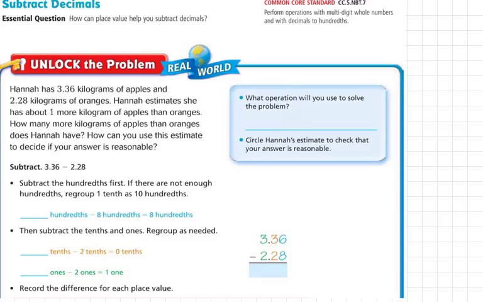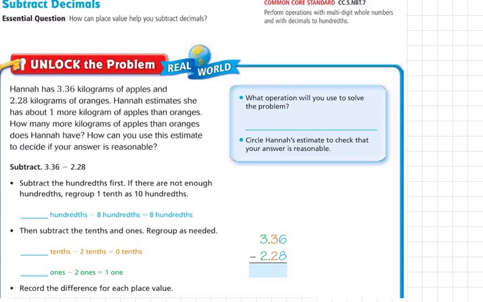So let's start with the real world. Unlock the problem. Hannah has 3.36 kilograms of apples and 2.28 kilograms of oranges. Hannah estimates she has about 1 more kilogram of apples than oranges. How many more kilograms of apples than oranges does Hannah have? How can you use this estimate to decide if your answer is reasonable?